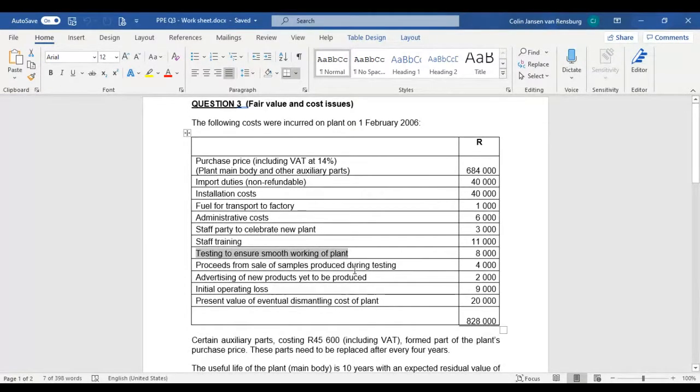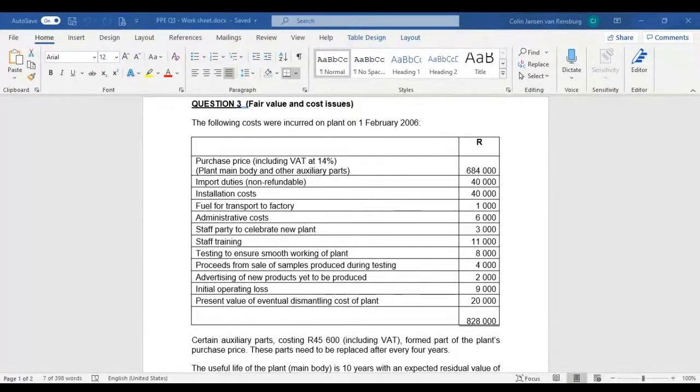So the proceeds from the sale of the samples that were produced during the testing, would that be a credit or a debit? The proceeds, which is now income, debit or credit? If it's now income, income would be credits. Remember, all the costs were debits, but now you are able to sell some of those prototypes. So the income will be a credit.